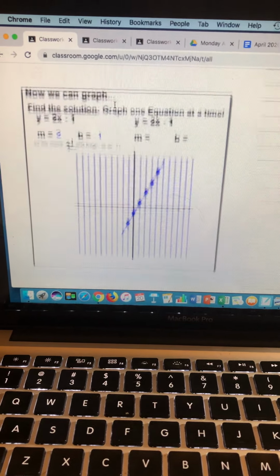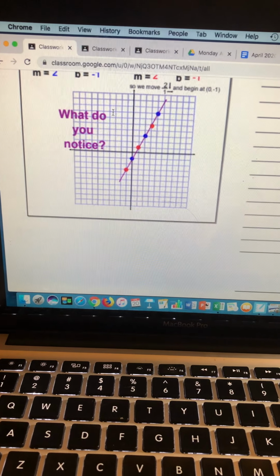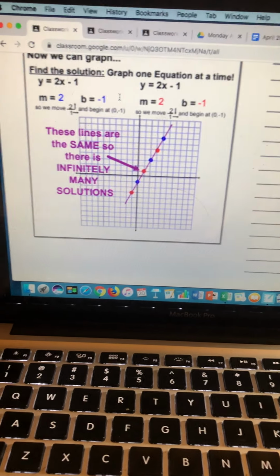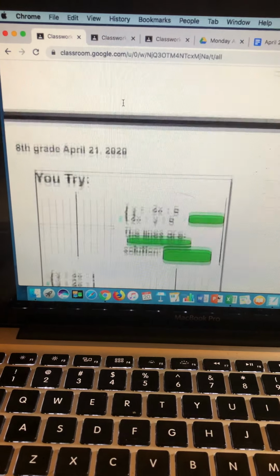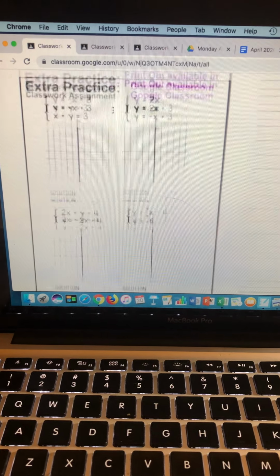So I model it for you to follow. There's the first line. There's the second line. What do you notice? They're the same line, so there would be infinitely many solutions. Okay? So then there's two more for you to try on your own, and then there's a practice.